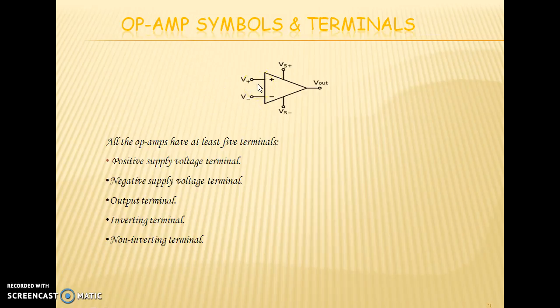If we provide an input to the inverting terminal of an op-amp, that is to the minus or negative terminal, that amplifier is known as an inverting amplifier. And if we apply input at the positive or non-inverting terminal of the op-amp, it is termed as a non-inverting amplifier.